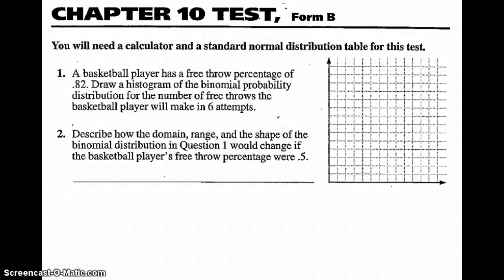Alright, here we go. Chapter 10 review from the book. It says you need a calculator and a standard normal distribution table. Well, you could use a standard normal distribution table, or you could use your TI-83 or 84. Somebody said they wanted to use the tables. That's fine. I'll show you everything here though using the calculator.